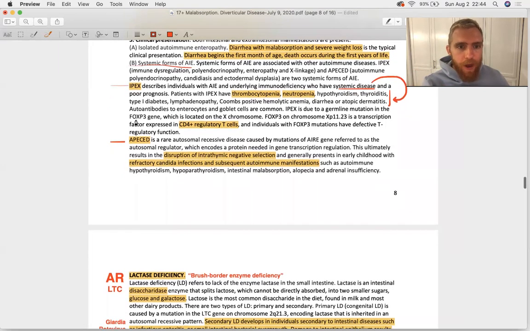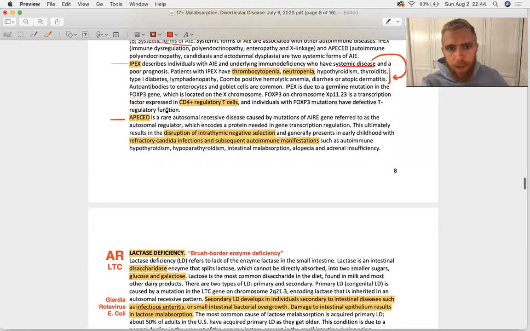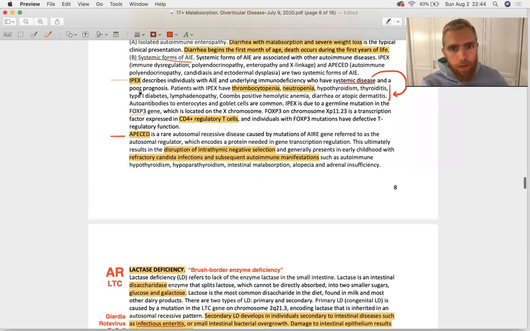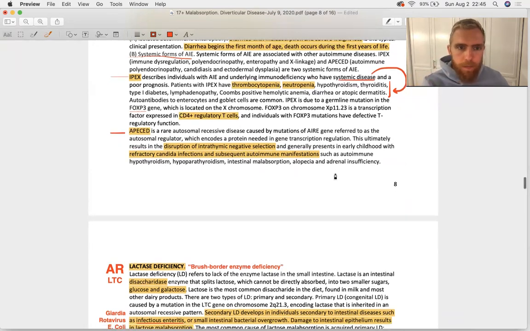It is due to a FOXP3 gene mutation that is going to hamper CD4 positive Treg cells, regulatory T cells. So that could be a question that gets thrown out there. Three questions really from that. What's the gene? What's the mechanism, CD4 T cells, and what's the associated condition? And then one of those is going to be the correct answer.